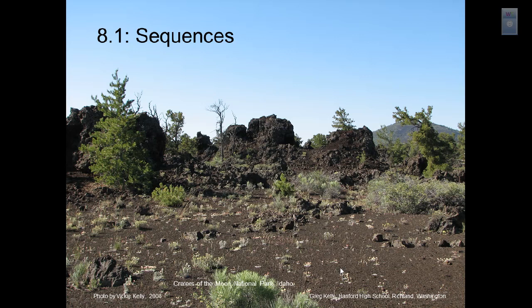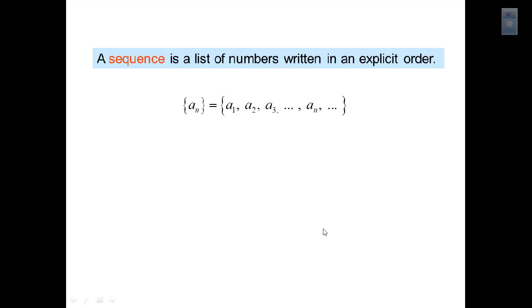We're going to start off with a review of things that we have talked about in the past or should have, and that is sequences. A sequence is just a list of numbers written in an explicit order. In other words, it has to be in a certain order. If the same exact numbers are put in a different order, then it's a different sequence. A sequence has to be defined and have a defined order to it.